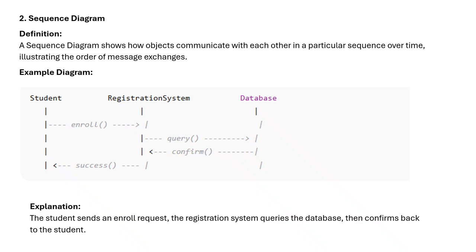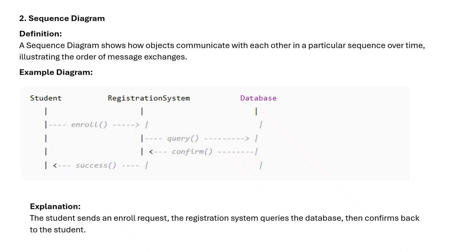The second one is called the sequence diagram, and this is actually my favorite. I like this one, and we use it a lot in companies. The sequence diagram shows the communication between the objects of the system at runtime. Here we're again talking about the registration application. We have a student who is going to interact with the registration system, which is our application, and this is the database.